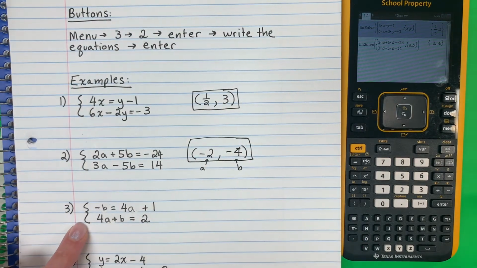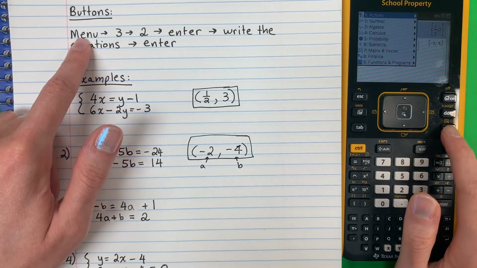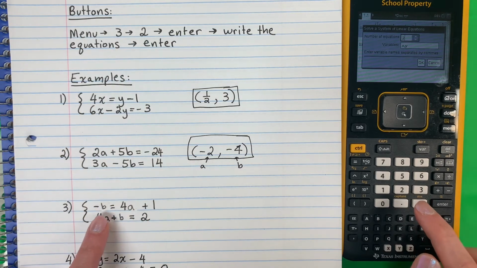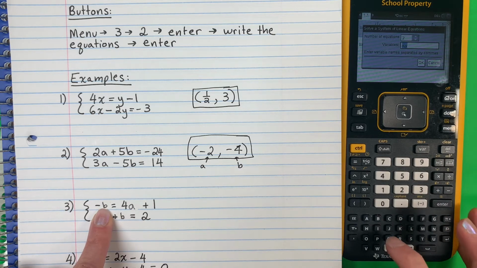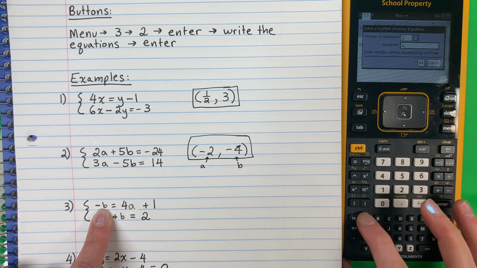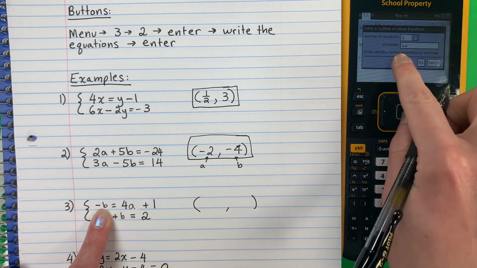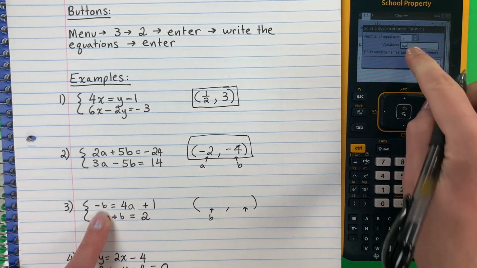Let's go ahead and do question 3. Same thing. So menu, 3, 2. Okay, this is BA. B is first. So guys, this will be B, comma, A. So when I do my parenthesis, I need to remember the first one I put, el primero, is B in this case. And the second one is A.